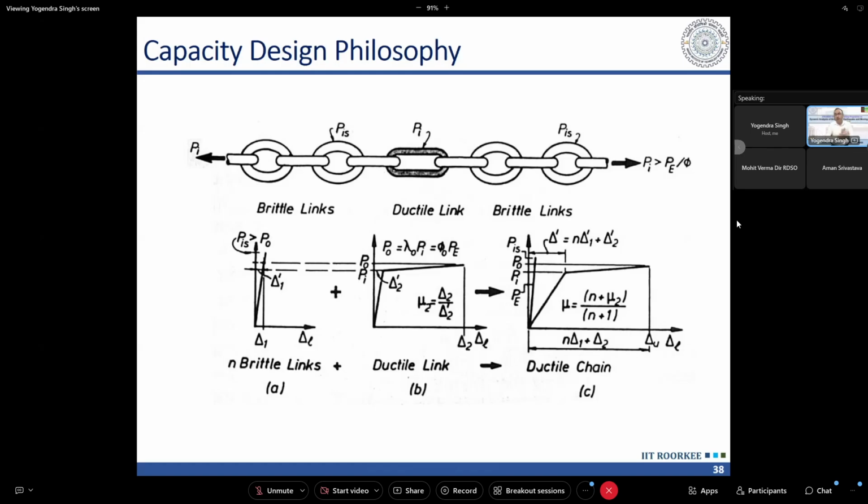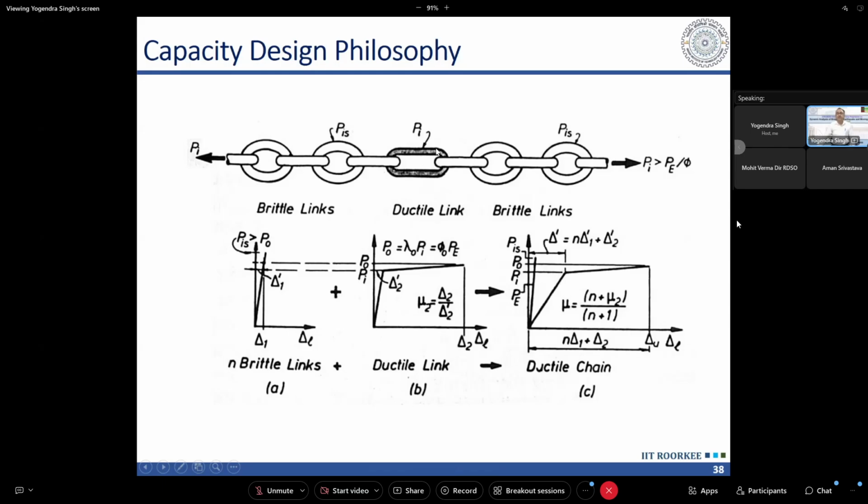So how will its failure be? Whether it will be ductile or brittle, we can control. We can make the behavior ductile just by ensuring that these brittle links, which are shown by this white color, have strength more than the strength of the ductile link. In that case, the failure will occur in the ductile link only, and hence the failure will be ductile.